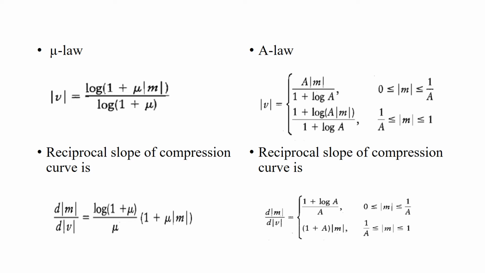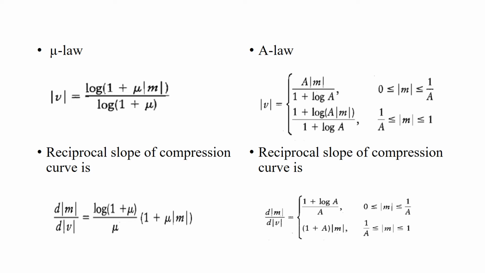And in the previous slide we have plotted the mu law for three different values of mu, and for, let me say, mu equal to 0, it represents uniform quantization. And the reciprocal slope of the compression curve can be represented by taking the derivative of |m| with respect to |v|, as shown in this equation here.